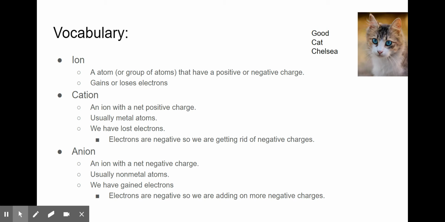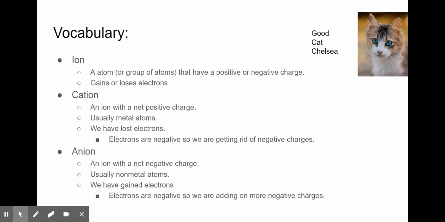A cation is one that has a net positive charge. We usually see these as metal atoms. And this is where we have lost electrons. Electrons are negative, so we're getting rid of negative charges. A lot of times I like to tell my students, think of yourself as a cation if you are getting rid of bad friends, or bad influences in your life. You are becoming more positive, so you would be a cation, okay?